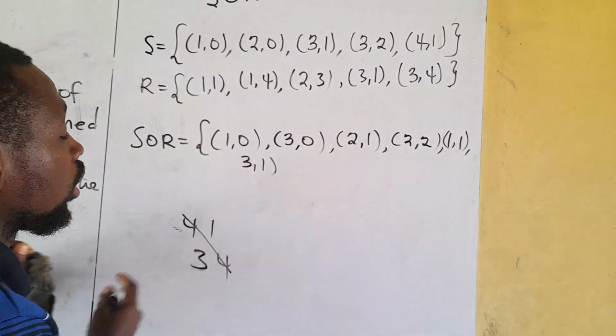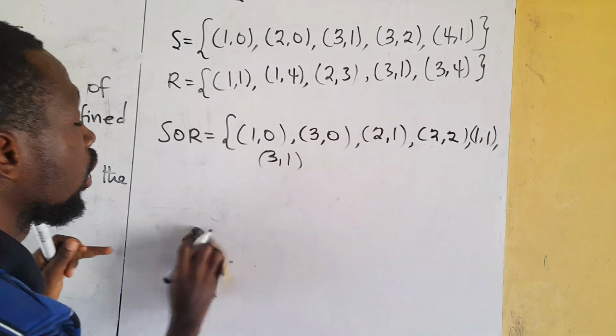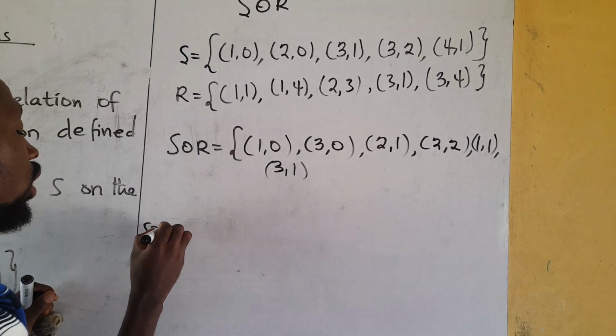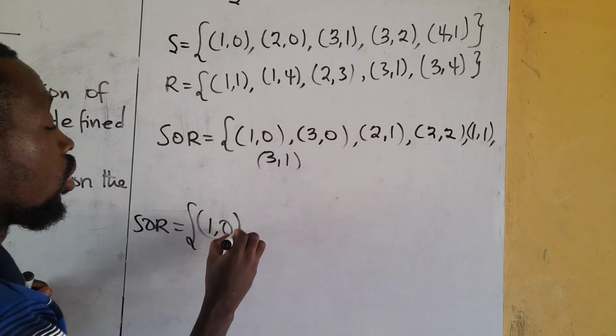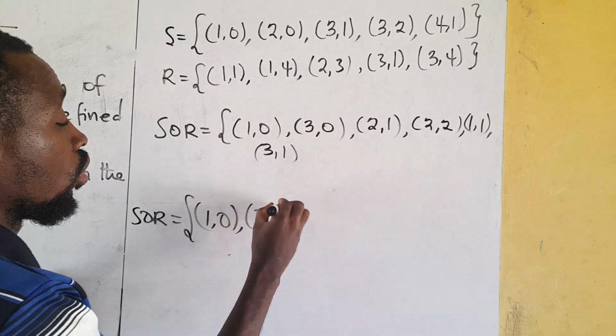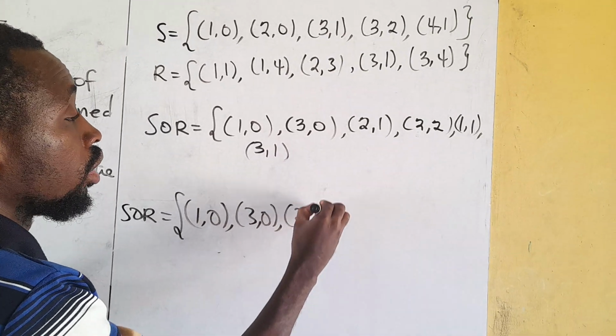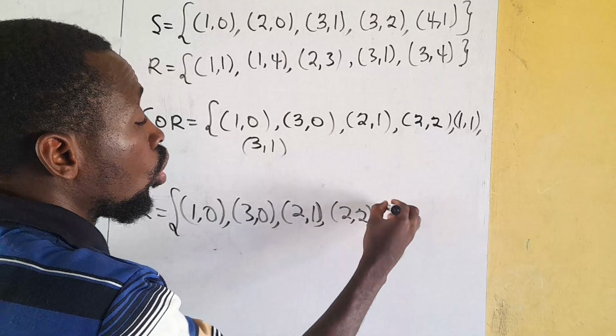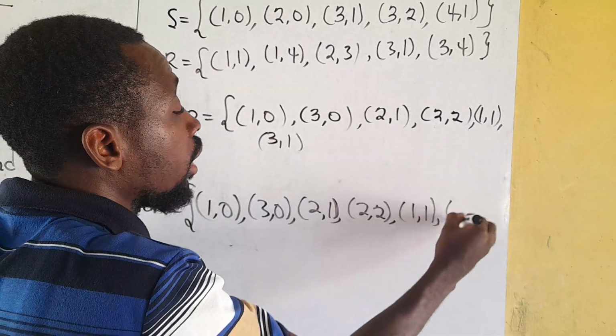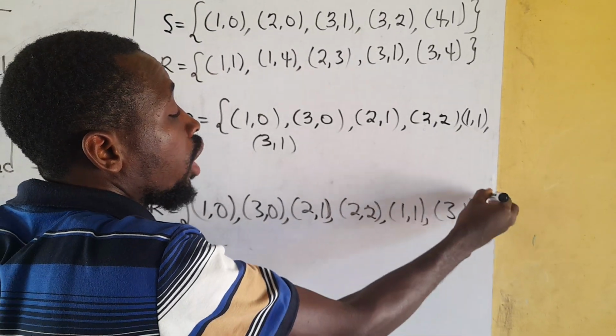Then we can say X composite R is the relation 1 0, 3 0, 2 1, 2 2, 1 1 and 3 1. I hope you get that.